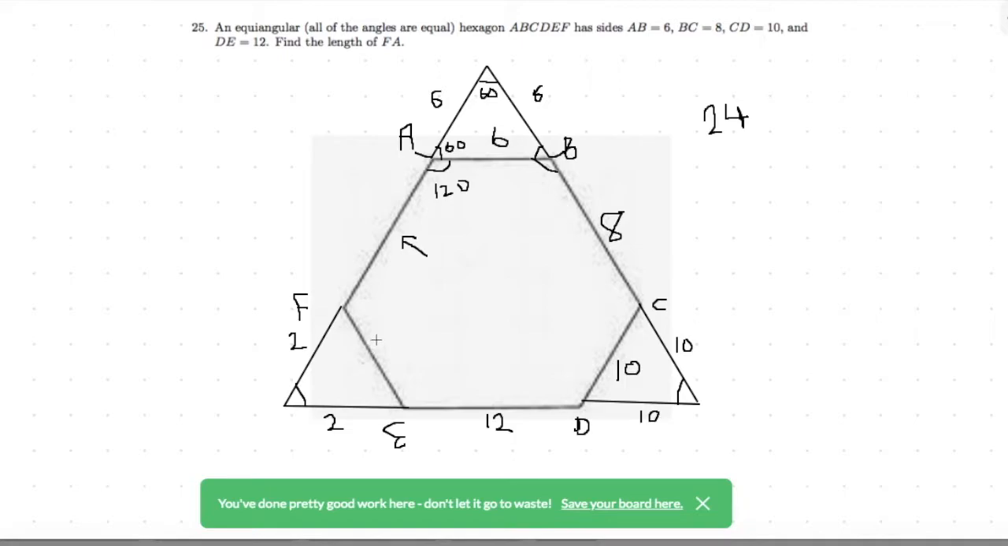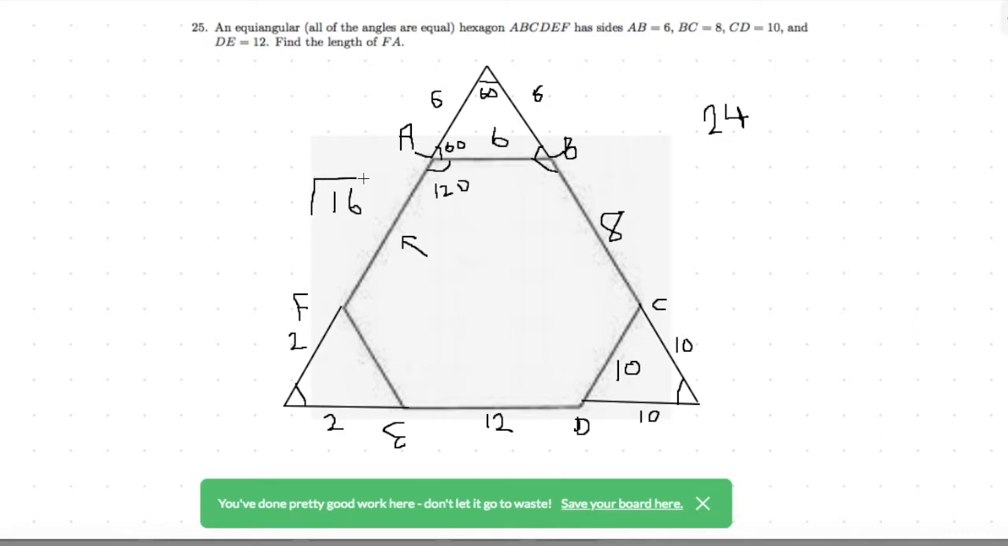And now we consider our big equilateral triangle again. We have a 2 here and a 6 here. 2 plus 6 is 8. Because the whole side length has to be 24, FA is just going to be 24 minus 8. And that is 16, which is indeed our final answer.